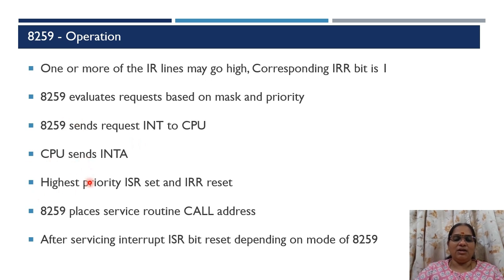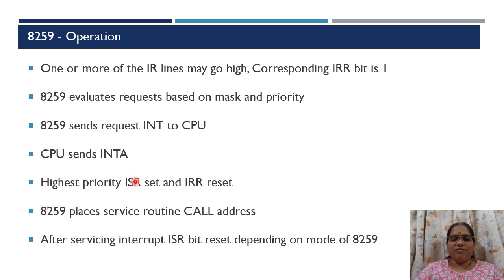The processor in turn will send an interrupt acknowledgement. The highest priority interrupt will be serviced. So the in-service register will be set for the highest priority interrupt which is currently being serviced. And once a particular interrupt is being serviced, you cannot accept a request from the same location. So that request register will be reset. Once it is being serviced, the request will be reset.